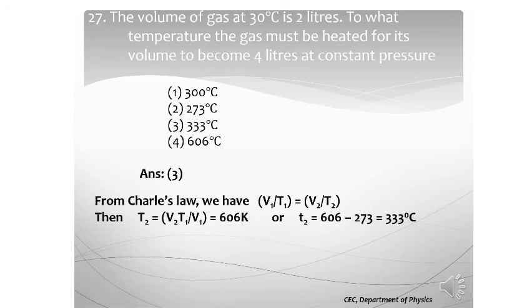This is calculated using Charles' law and using the equation V1 by T1 equal to V2 by T2 or T2 is equal to V2 T1 by V1. Substitute the values and calculate. We will get 606 Kelvin, or in centigrade scale it is 333 degree centigrade.